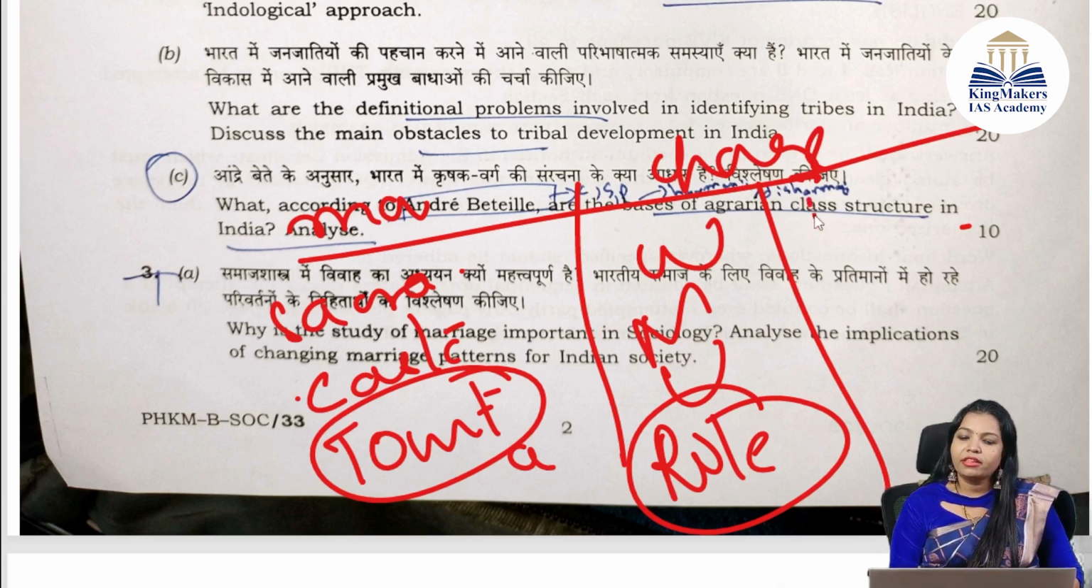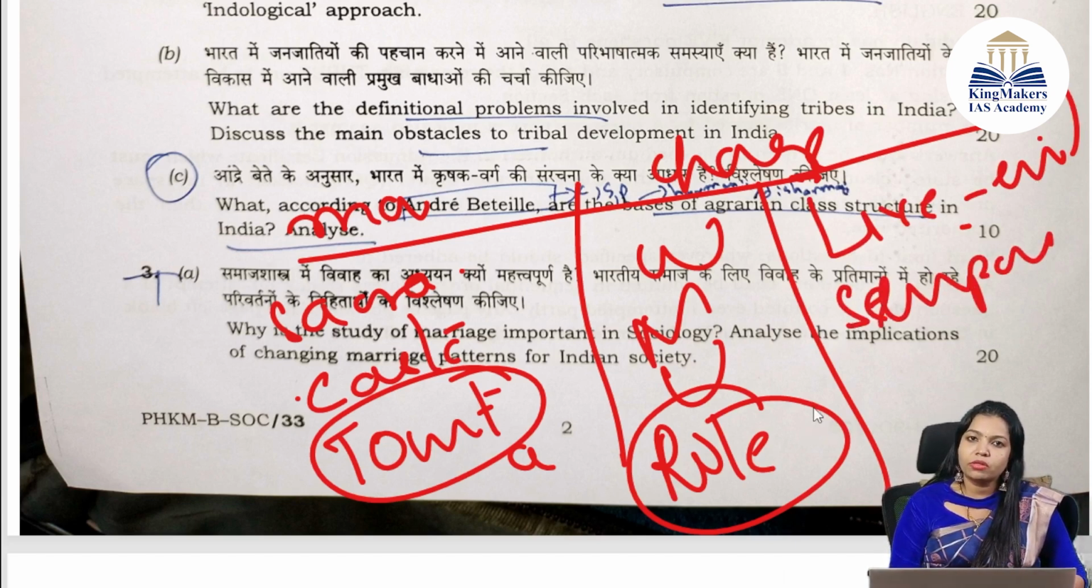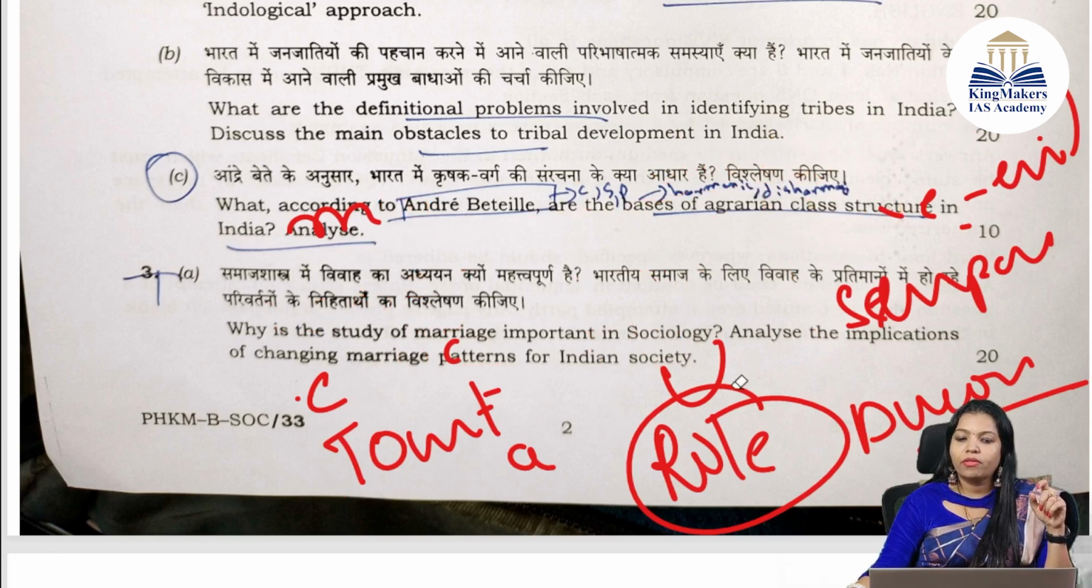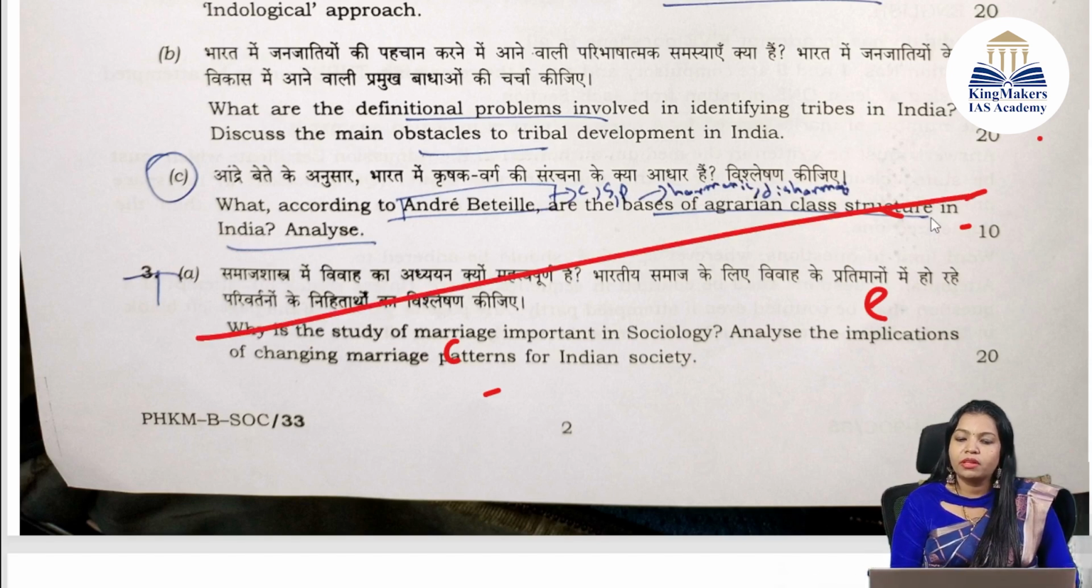Now the changes are live-in relationships, before that the marriage systems, then single parent families, which also happen after divorces. So the changing marriage patterns are going on now. Please don't forget, there are many people here who forget about homosexual marriage. This is what I said: when you structure your answers in your mind beforehand, you will not miss your points.